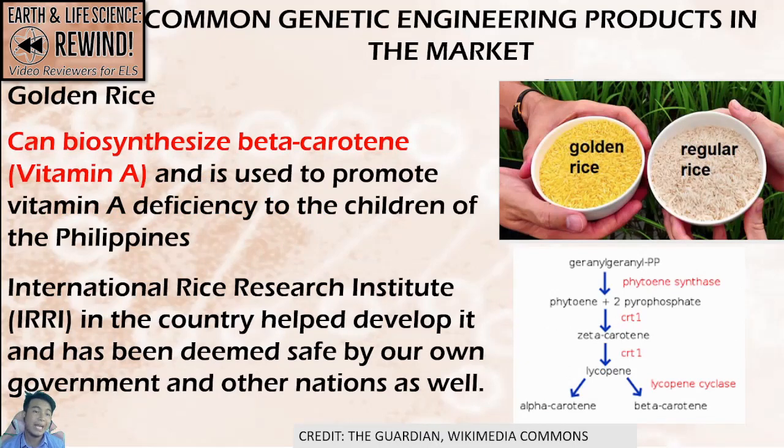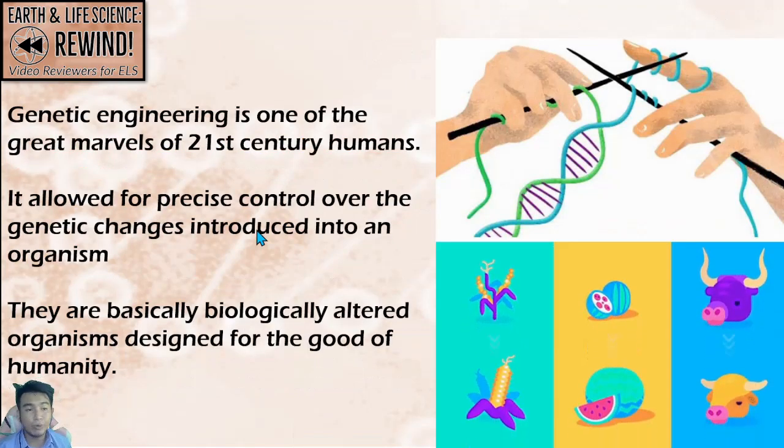And golden rice can biosynthesize beta-carotene or vitamin A, and it's used to address vitamin A deficiency among the children of the world, especially in the Philippines. The Philippines has already approved its use in the country. IRRI, the International Rice Research Institute, has helped develop it and it has been deemed safe by our own government and other nations as well.